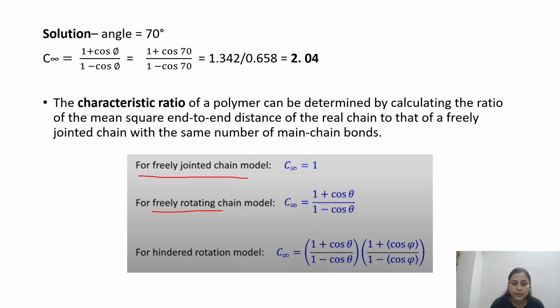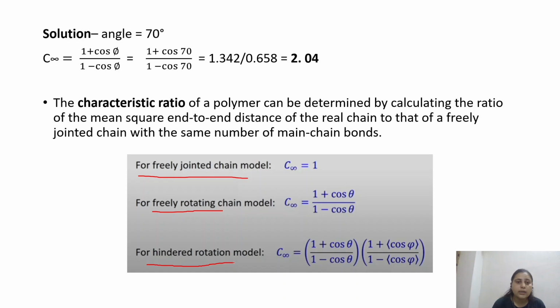And the third one is the hindered rotation model. Here the characteristic ratio is 1 plus cos theta divided by 1 minus cos theta, multiplied by 1 plus cos phi, where phi is the torsion angle, divided by 1 minus cos phi, again the torsion angle. So all these formulas are different for different chain models.